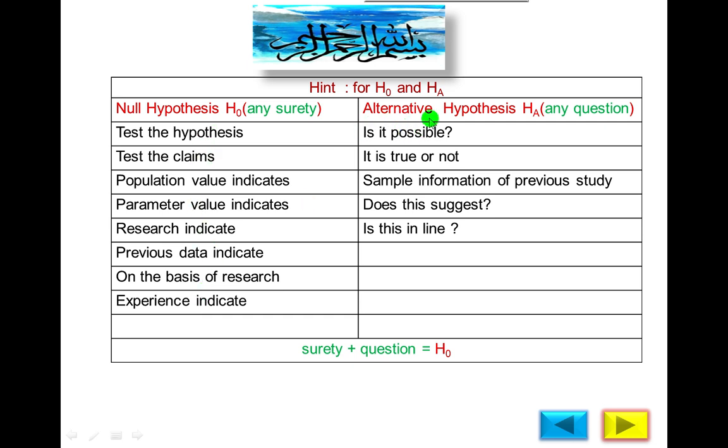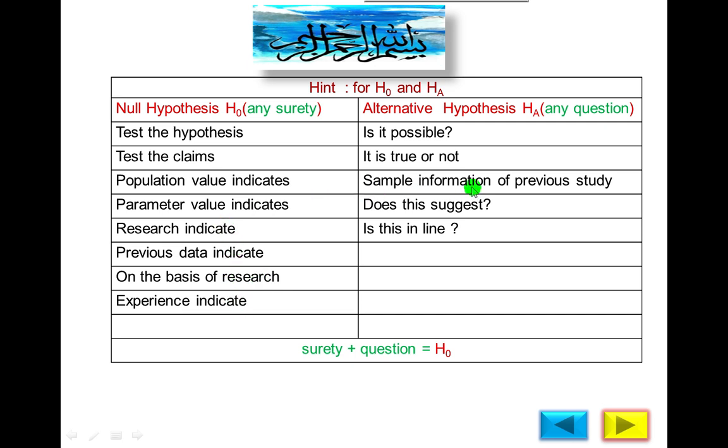And any question represents the alternate hypothesis. Question means this statement represents a question, is it possible? This is the interrogative sentence in English. Is it true or not, this also represents a question. And sample information of previous study. Previous data indicate the population value, previous research, with the help of any research, any experience, previous value indicates the surety.